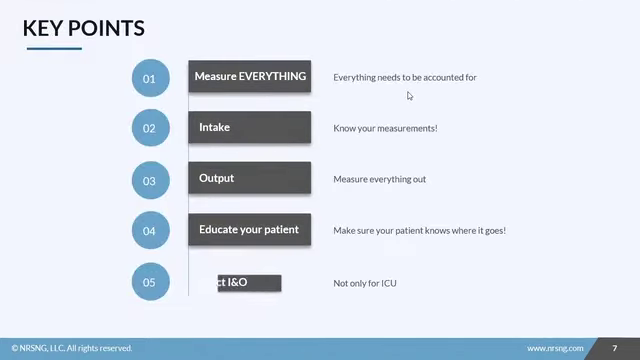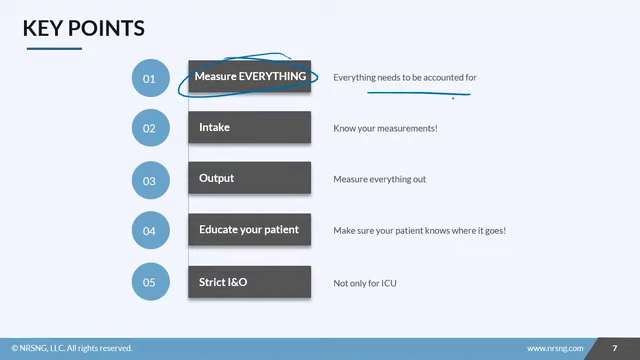Okay, so let's recap. We want to absolutely measure everything. Everything needs to be accounted for. So everything in and everything out. When you're talking about intake, know your measurements. Make sure that you've got your little containers that tell you how much juice is in their cup, or how much it'll say on the bottom, maybe a coffee cup. Always refer back to those little containers to find out what the measurements are for your patient's intake.